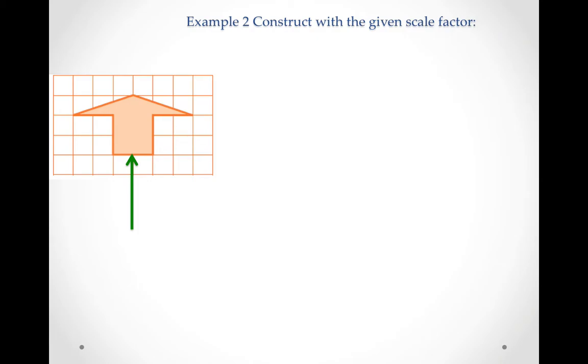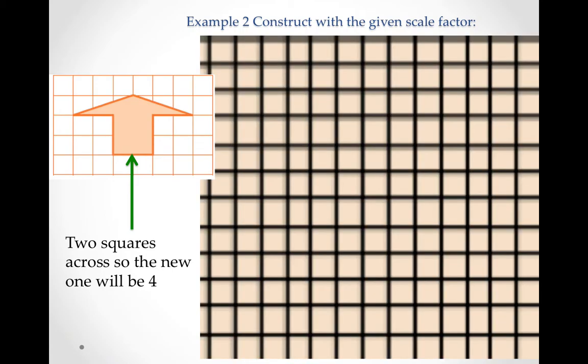So first point is to count how many squares across in the original shape. And because this time it's only a scale factor of 2, we know to multiply those two boxes across by 2. So 2 squares across, and so the new shape will be 4. So you've got your gridded paper, and you draw a line 4 across. You do that for every side on the shape, and so that's another 2, which would be 4, and so on and so on. And you then therefore get a brand new shape.